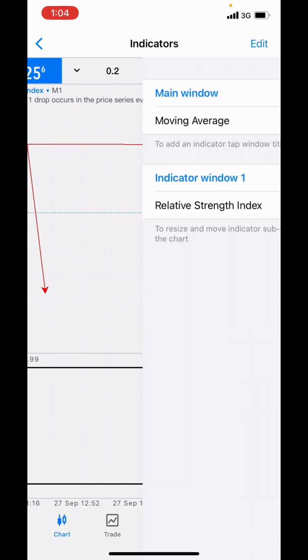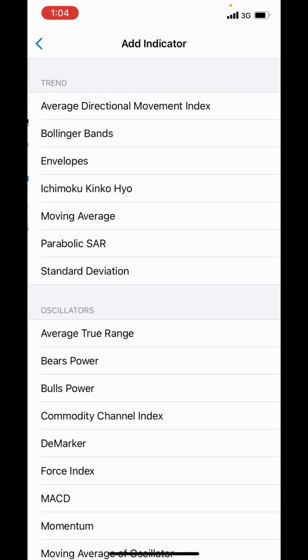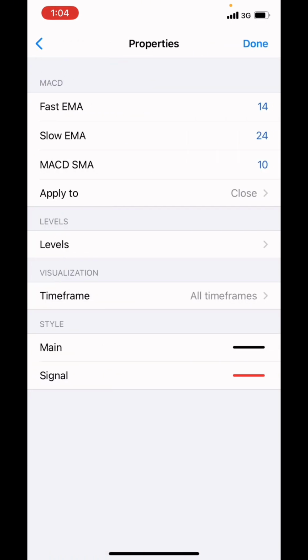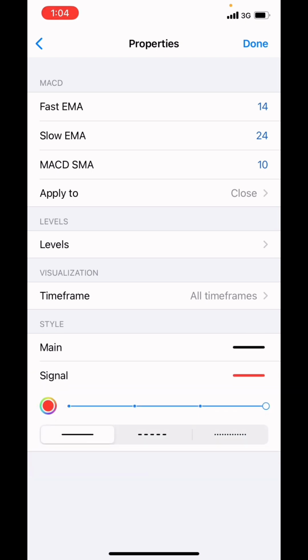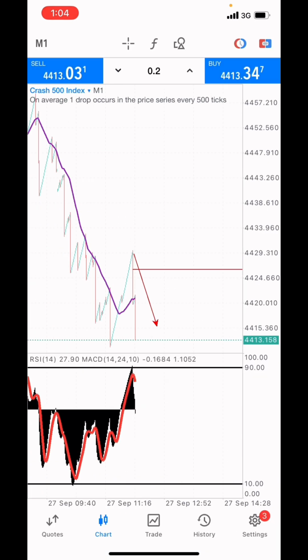Okay, now I'm going to put on the MACD indicator on indicator window 1. Put the MACD fast EMA 14, slow EMA 24, MACD SMA 10. We apply to close. The main, you put that on 4 pixels with the color black, signals on red, 4 pixels, first line pattern here, just like that. Now take a look at this point.